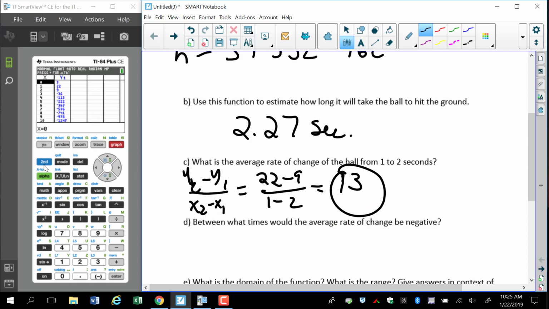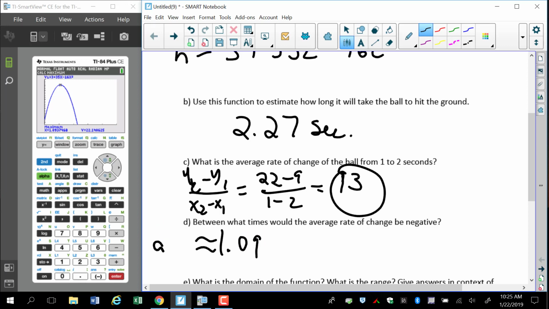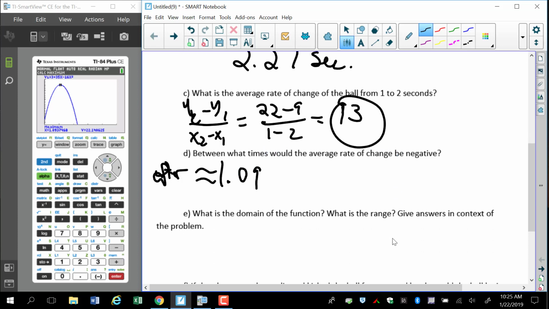When would the rate of change be negative? Well, anything after 2.7 seconds, or if we're going to go to our graph again, what we need to know is what's our peak? Because anything before the peak is going to be positive rate of change. Anything after the peak is going to be negative rate of change. So let's find that maximum value. Let's get our little Spider-Man thing over here. Then move it to the left side first, right side second, hit enter. 1.09 seconds, so about 1.09. So after the 1.09 seconds. So the first 1 second or so, it's going to be going up, then it's going to go back down.